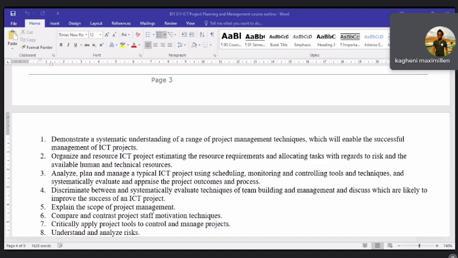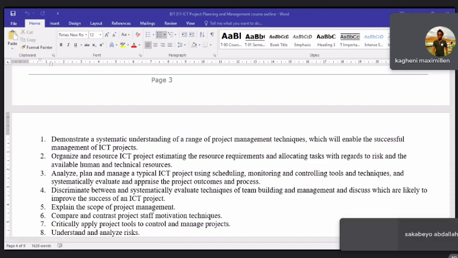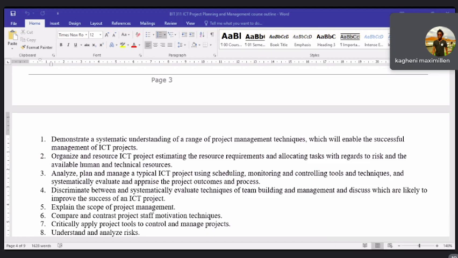You will be able to discriminate between and systematically evaluate techniques of team building and management, and discuss which are likely to improve the success of an ICT project. Team building, team management. You know, managing a team requires some knowledge, some techniques.